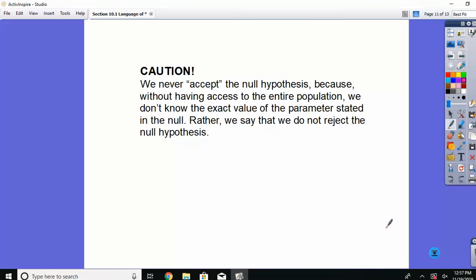As we move forward, we're going to be testing hypotheses. We will never just accept a null hypothesis. The terminology we will use is either we reject it or we fail to reject it, because we don't have all the information in the population. We can't, with 100% certainty, say this is not true. We are just going to say, I can't prove it's true, but I can't prove that it's not true. So we'll either reject or fail to reject.